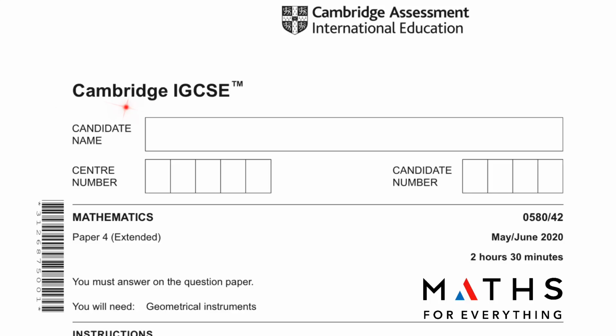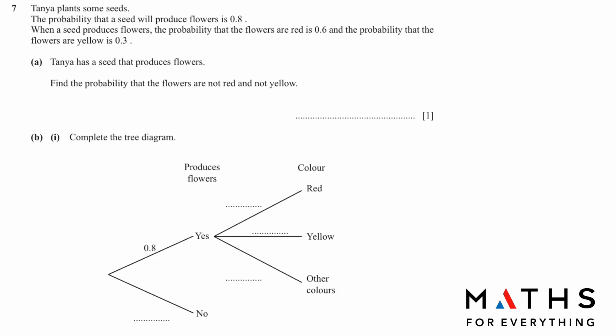Today we are going to solve Cambridge GCSE Mathematics Paper 4 Extended Variant 4-2 May-June 2020, question number 7 onwards. Question number 7, this is a probability question.